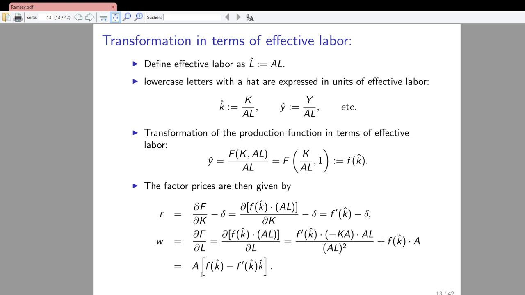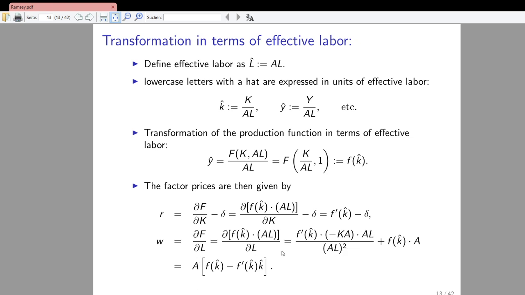If we multiply the whole expression by A and divide by A, then we can take instead capital per unit of effective labor here. And the whole expression then, since we multiplied the numerator by A here and we have an A here, we can put A in front of the whole expression. And what remains in the end is f of k hat from here minus f prime of k hat. And we said 1k hat remains here.